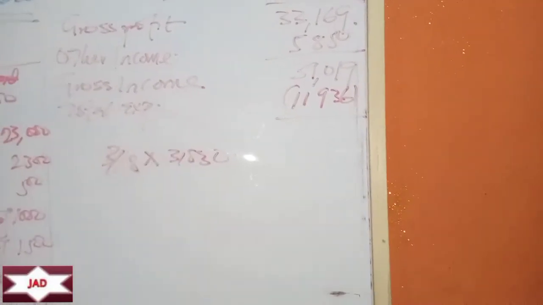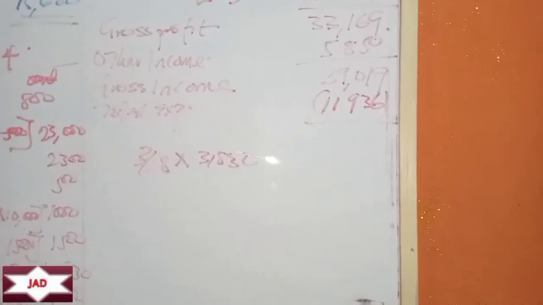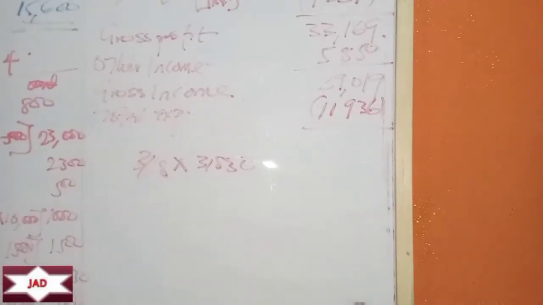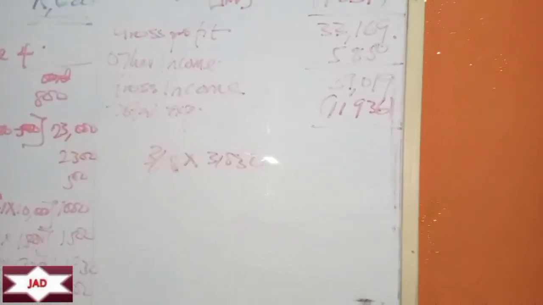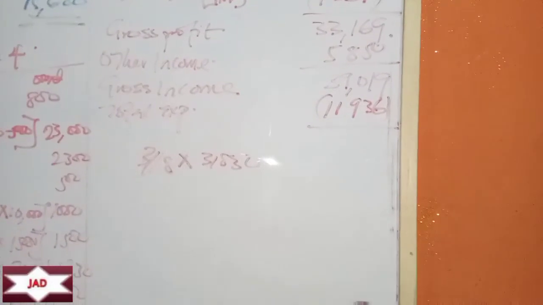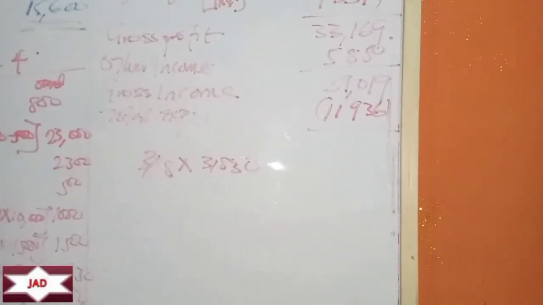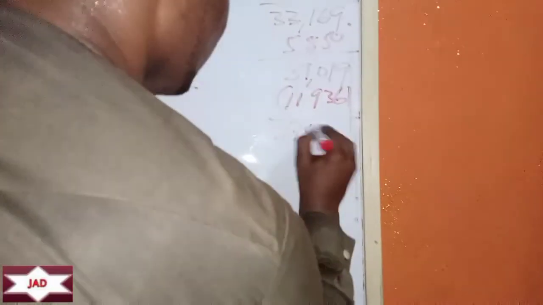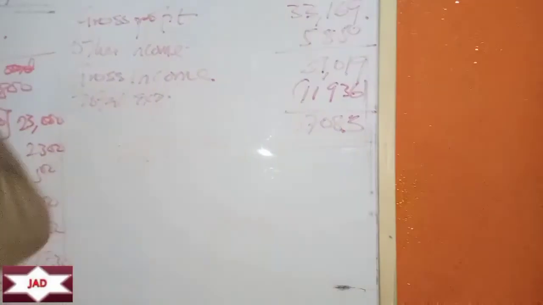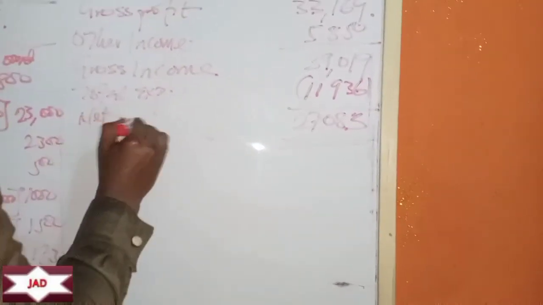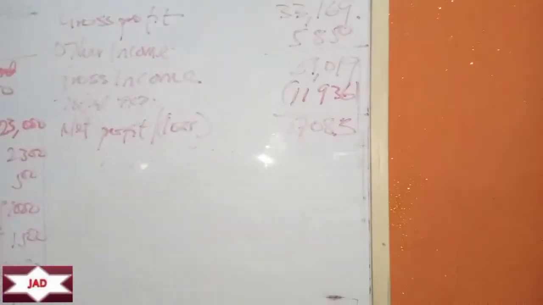that would be 39,019 minus 11,936. So we have 27,083. So this is the net profit for the self-made movies.